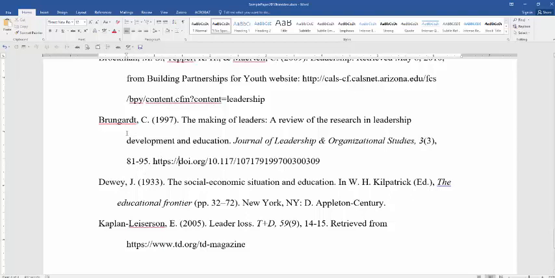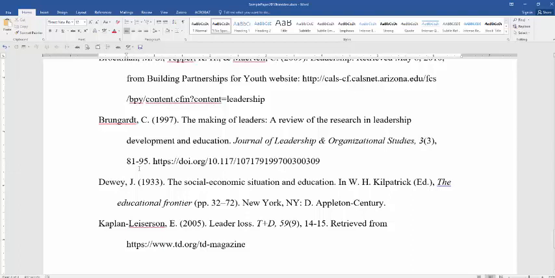So we're going to walk through this one. We have a single author followed by the year of publication. We have The Making of Leaders. We also have a subtitle, so we capitalize the word A. We italicize the entire title of the journal, the comma, and also the volume number. We put the issue number in parentheses. So in this case, this is volume 3, issue 3, followed by a comma, followed by the page numbers.